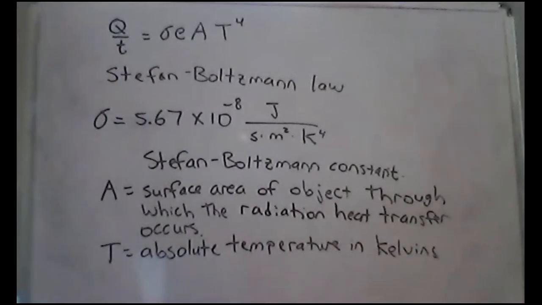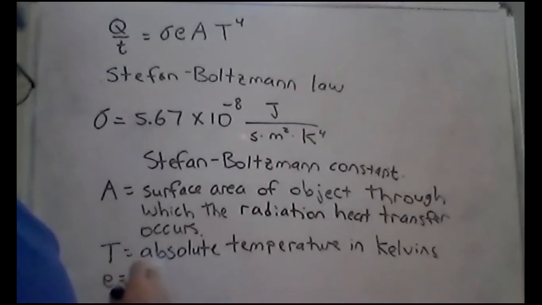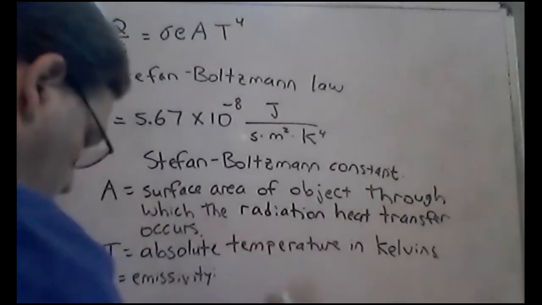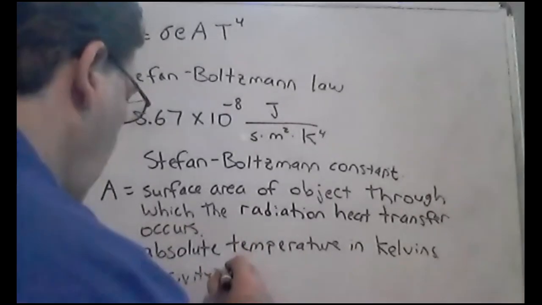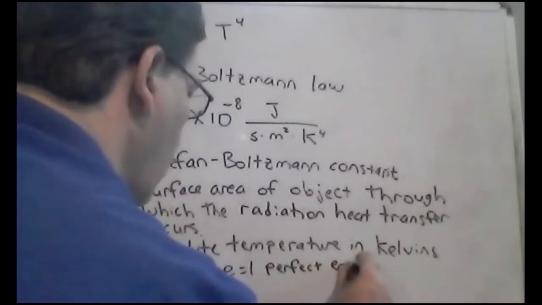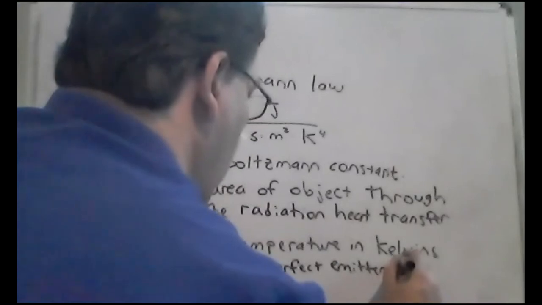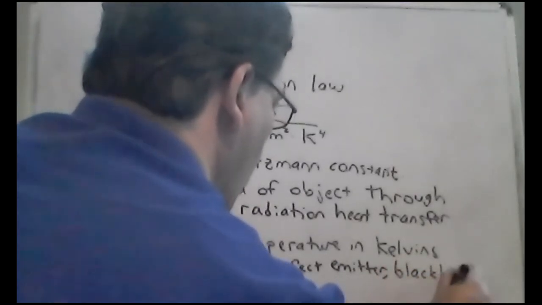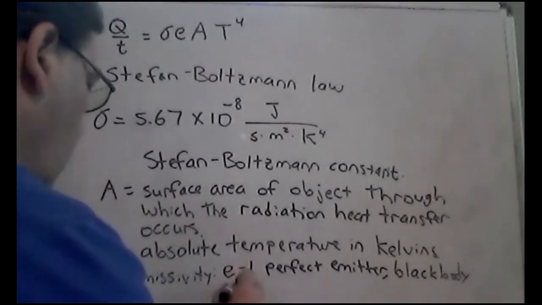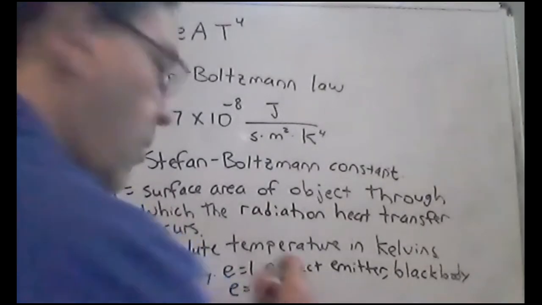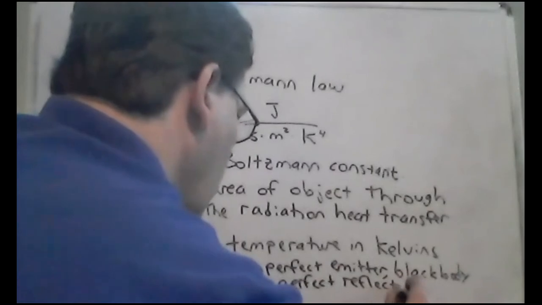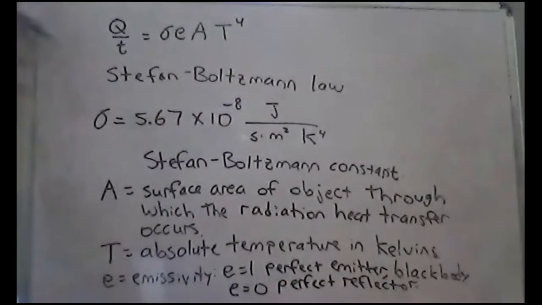And finally, E is a property of a material called its emissivity. E is a number that ranges from 0 to 1. Emissivity equal to 1 is a perfect emitter. We refer to that as a black body. The perfect emitter is also a perfect absorber. E equal to 0 is a perfect reflector. So emissivity is a unitless number between 0 and 1.